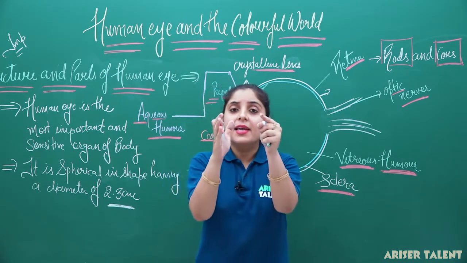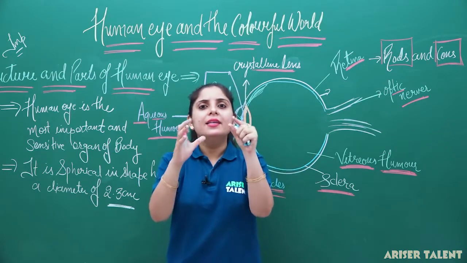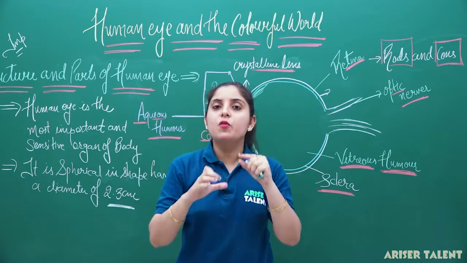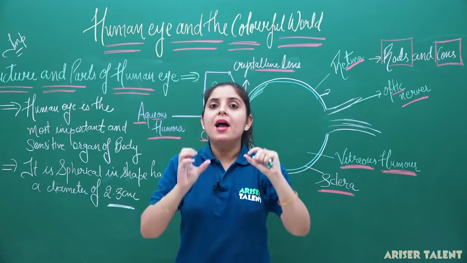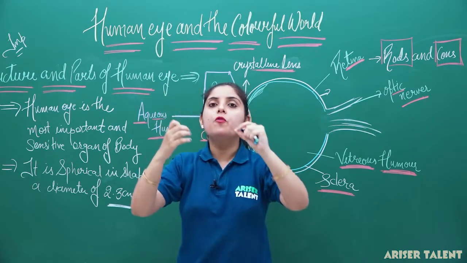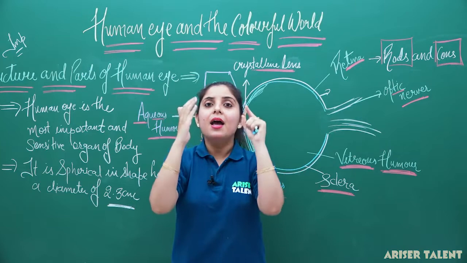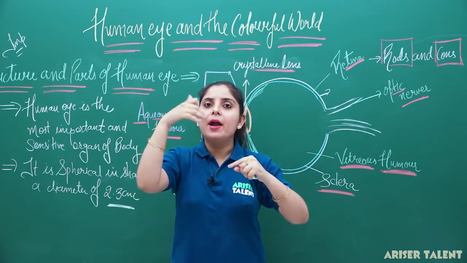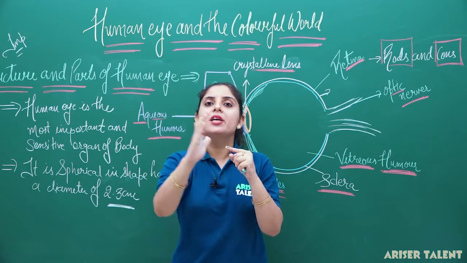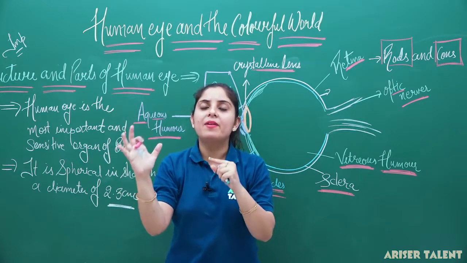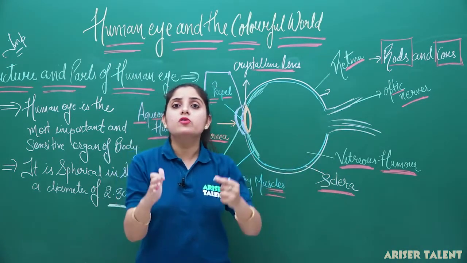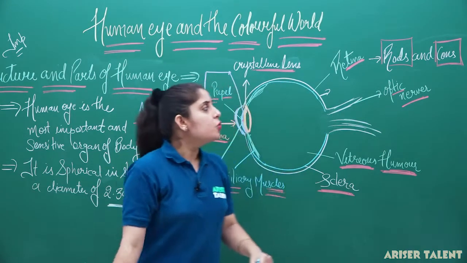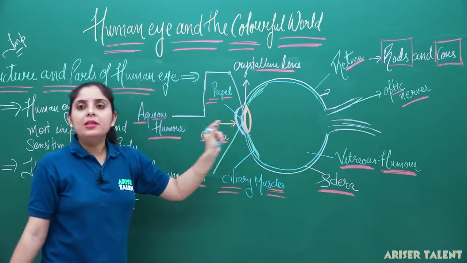Suppose there is a camera in front of me and that camera is focusing my image. The camera has a lens, and this lens is going to form an image on the screen, and the brain is able to identify that image, and that image will be obtained only when the optic nerve sends the signals to the brain. So this is how all these things work.